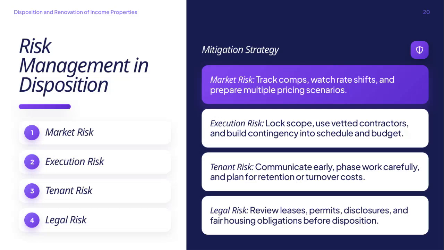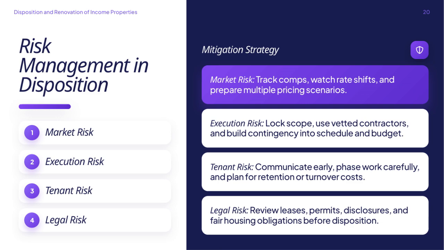When managing risk in the disposition of income properties, it's important to focus on 4 key areas: market risk, execution risk, tenant risk, and legal risk. Market risk involves monitoring comparable sales, keeping an eye on rate shifts, and preparing multiple pricing scenarios to stay flexible. Execution risk means locking down the project scope early, using trusted contractors, and including contingencies in both the schedule and budget to handle unexpected issues.